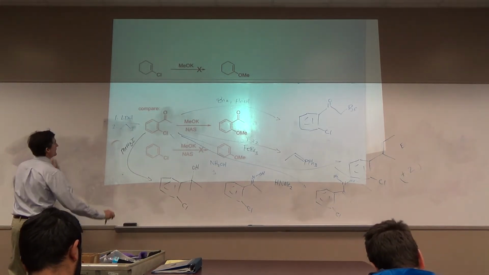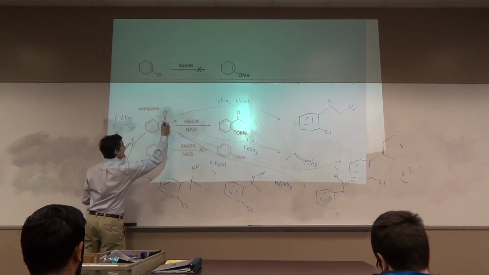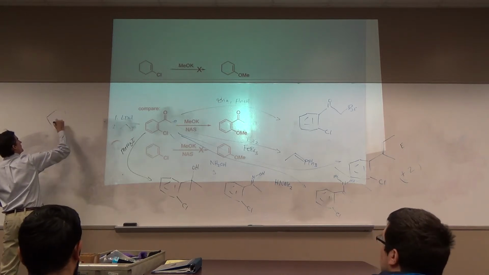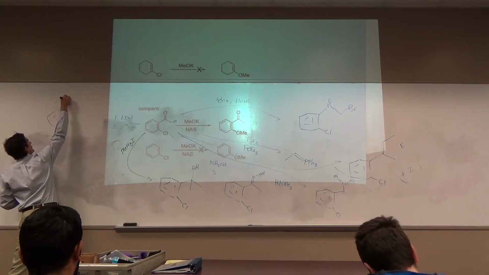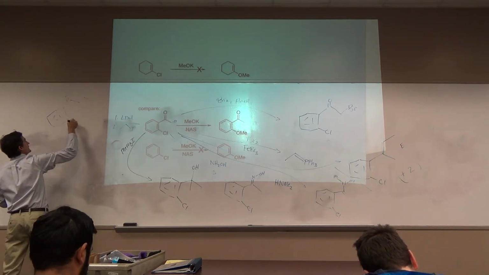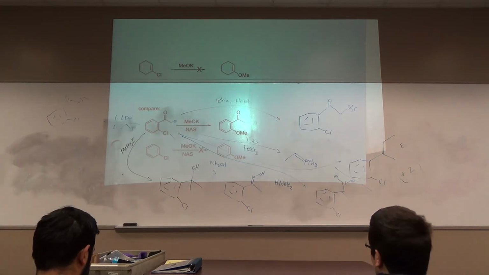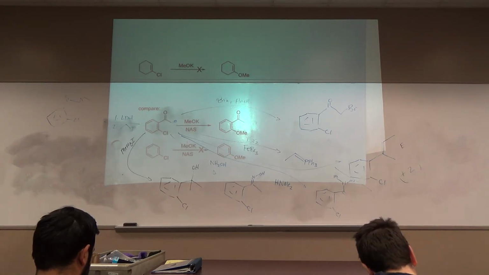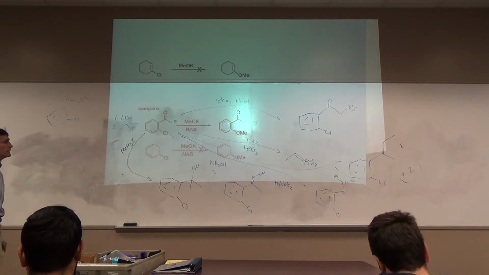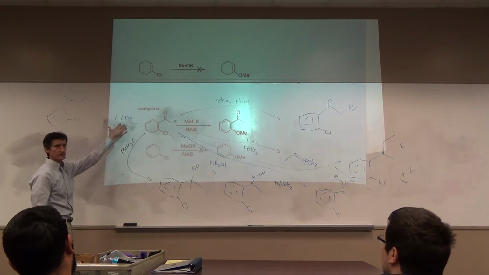Up here, LDA. What does LDA do? Make anion? And then you alkylate. That's just going to make this longer here. I mean, we make that bond there. So now we have, instead of a methyl ketone, we have a propyl ketone. Right? LDA makes anion, then do SN2.